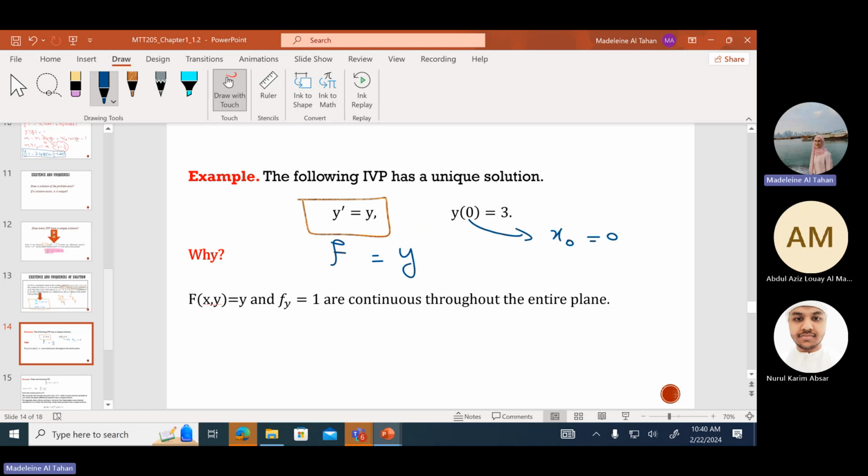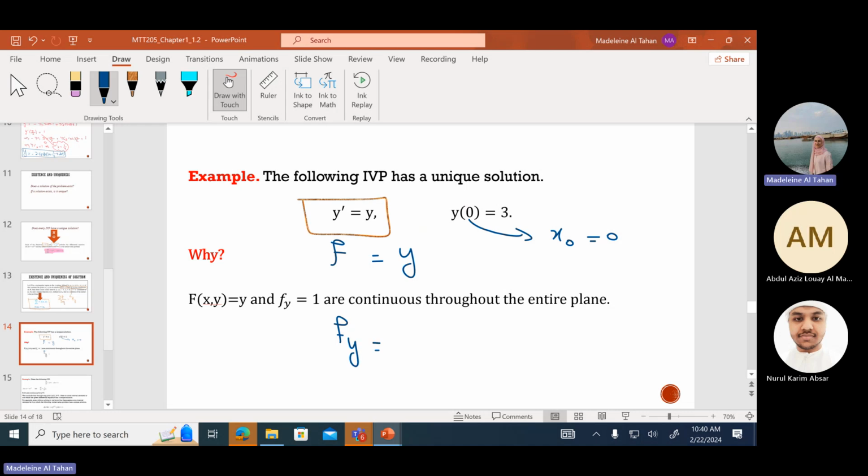If I'm giving you y1, what's x naught? 1. Perfect. Okay. This function, f equal y, does it have problems? Anything that we substitute will get a value. So it's continuous, right? What do we need also to find? F y. What do we mean by Fy?